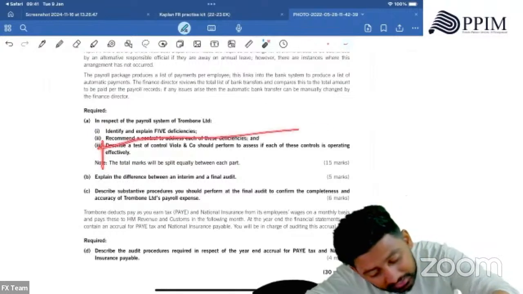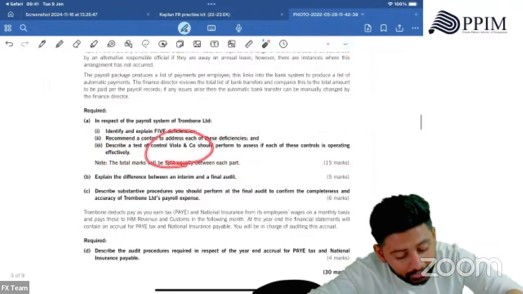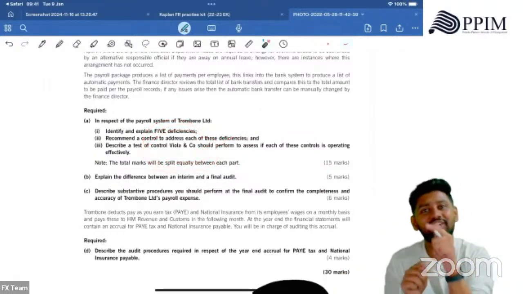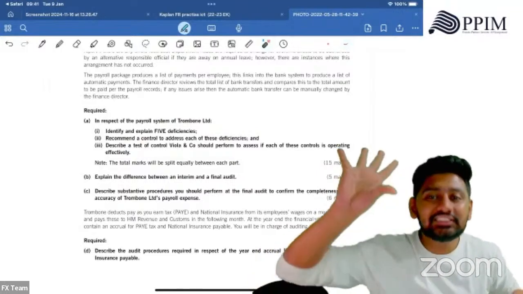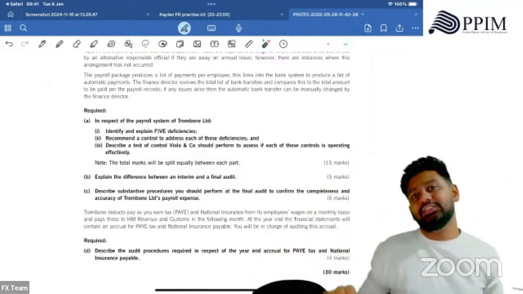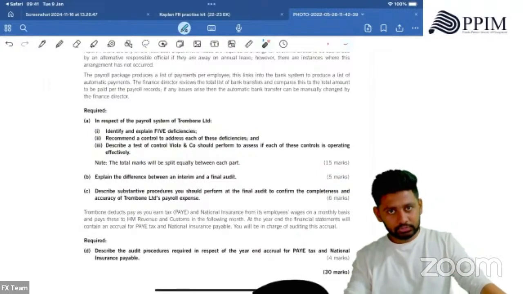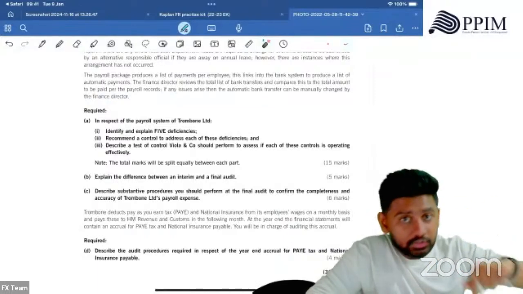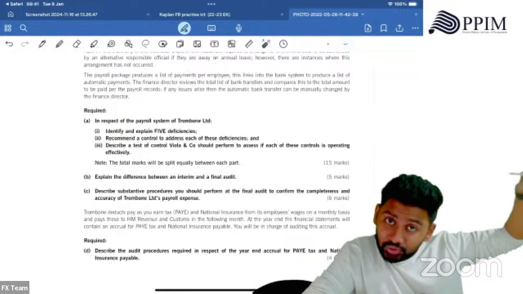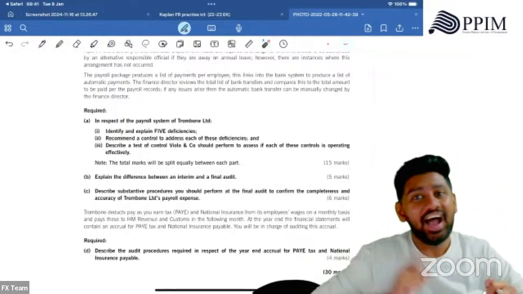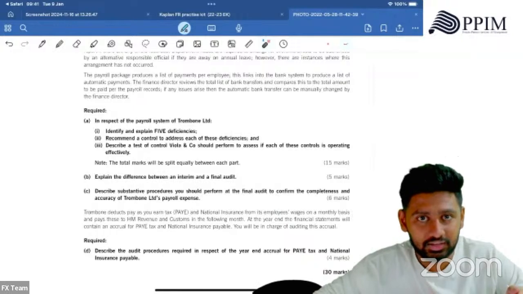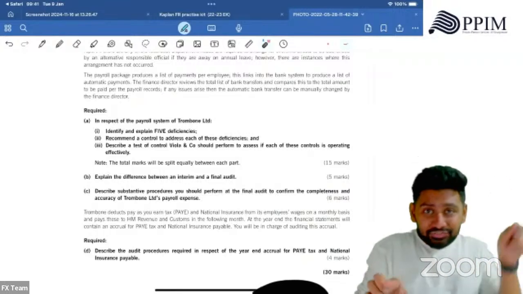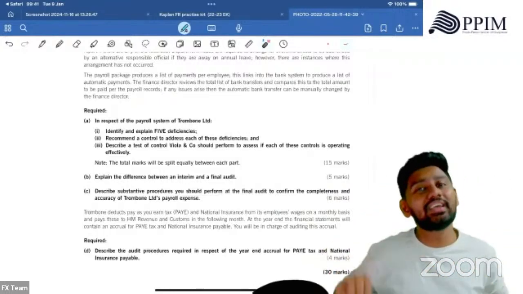Number three, describe a test of control. We and Co should be the audit firm. Test of control is testing if the control is working efficiently or not. Who does the test of control? The auditor is going to do the test of control. So here, describe a test of control, meaning you are the auditor. You are going to check if the overtime approval control, the control that you put, is working or not. Students get confused there. Deficiency is the problem. Control is the solution to the problem. Test of control is how to check if this solution is working properly or not.